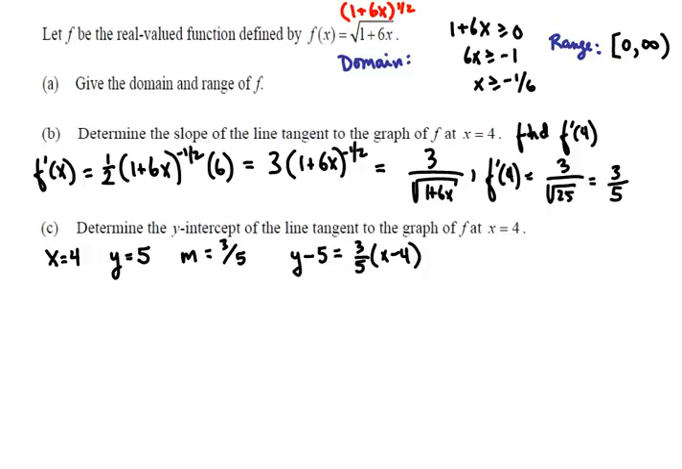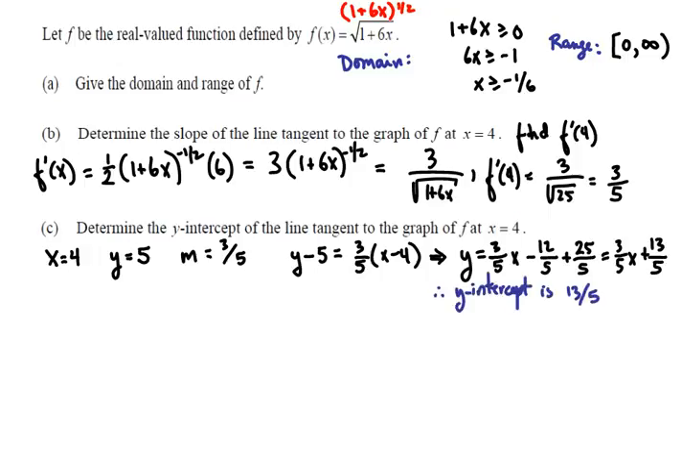But we're looking for the y-intercept, so we do have to put this into slope-intercept form in this case. And so before simplifying, we would get y is equal to 3/5 x minus 12/5 plus 25/5. So the equation of the line would be y equals 3/5 x plus 13/5, and the y-intercept would be 13/5. Okay, we'll go on to part D.